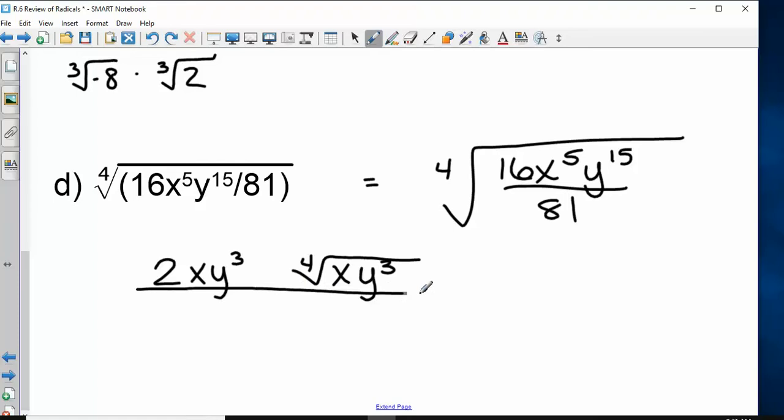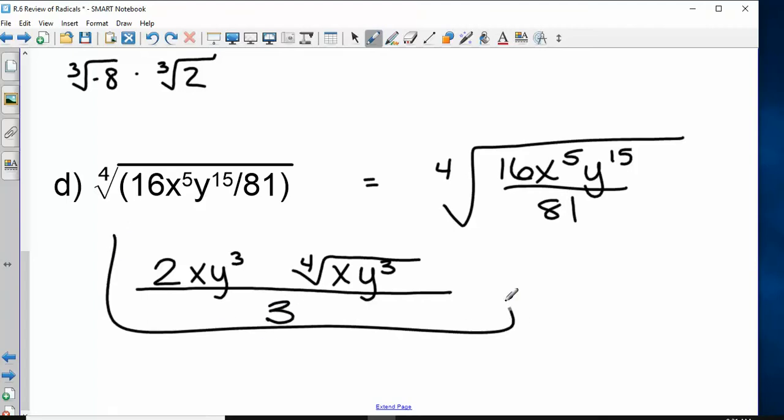On the denominator, if you have 81, can we do the 4th root of 81? That's just 3. So that is our final answer.